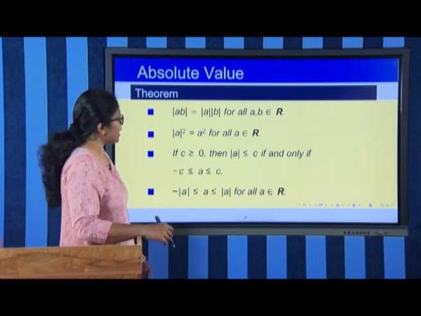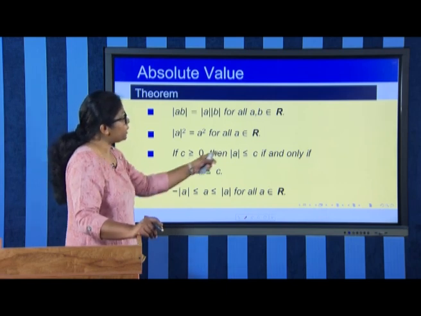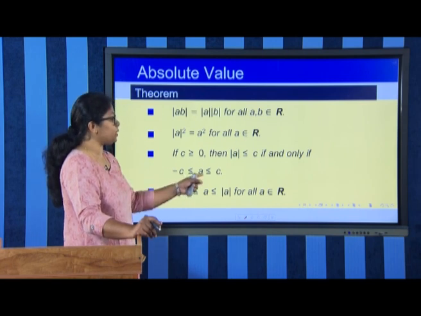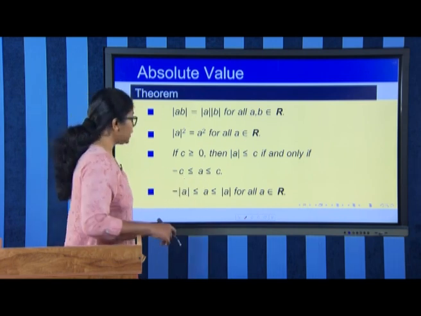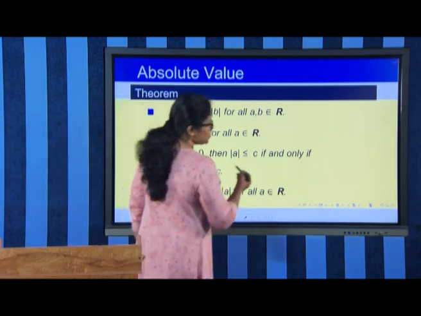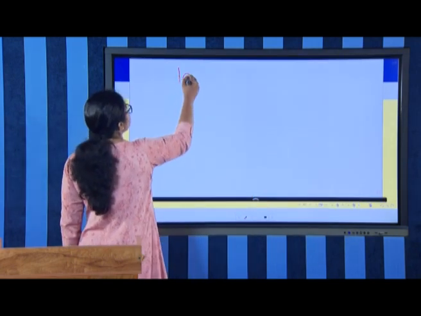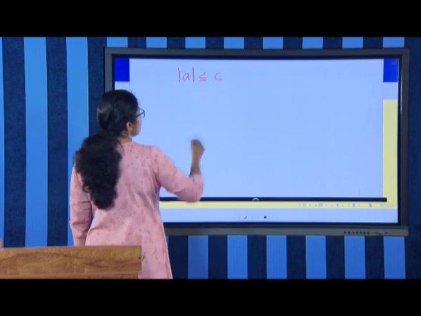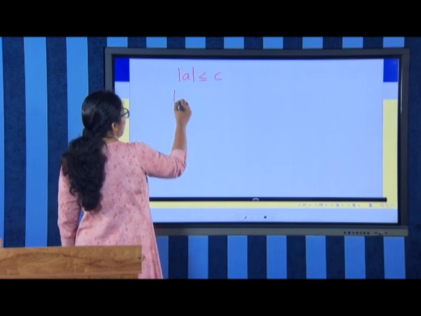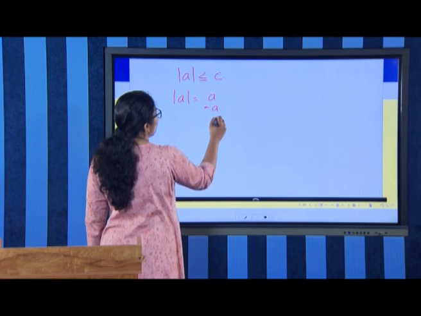The third case is, if c is greater than or equal to 0, then mod A is less than or equal to c if and only if minus c is less than or equal to A is less than or equal to c. So, let us see the proof of the third result. We have modulus of A given to be less than or equal to c. By the definition, modulus of A can be either A or minus A or 0.